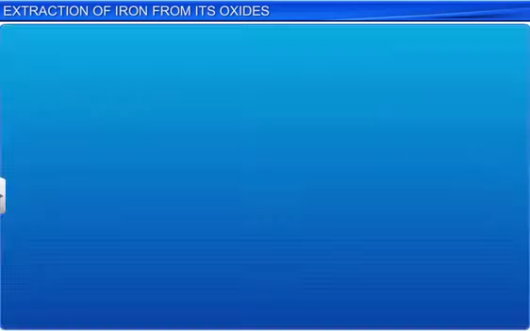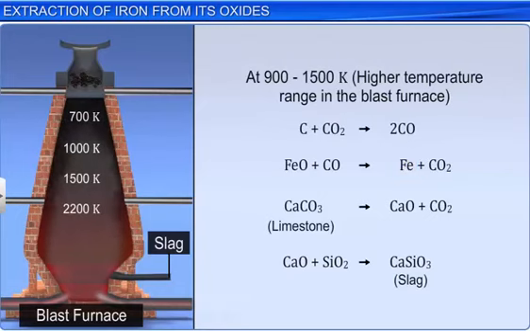In the temperature range of 900 to 1500 Kelvin, carbon monoxide reduces ferrous oxide to iron, as shown here. Silica is an impurity. Limestone removes it in the form of molten slag, which is taken out from the bottom of the furnace.